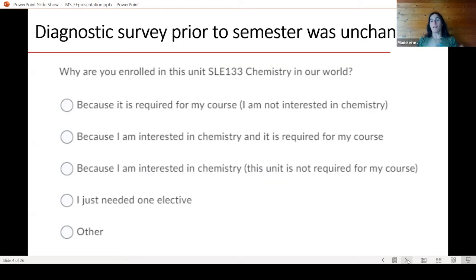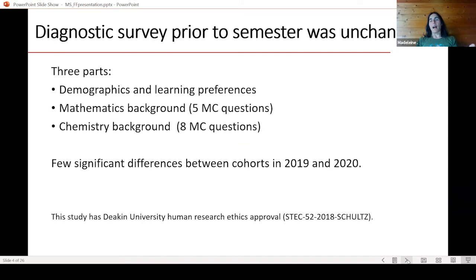And as I said, this diagnostic survey we've been using for many years. And in fact, in 2020, we'd already run it before COVID erupts, because the survey is open to the students in the week prior to teaching and in the first teaching week. And that was before we had any COVID-related changes. So we've done statistical analysis of all 3 components of the survey, and there were few significant differences. So the group of students in 2020 was not significantly different from the group of students in 2019.